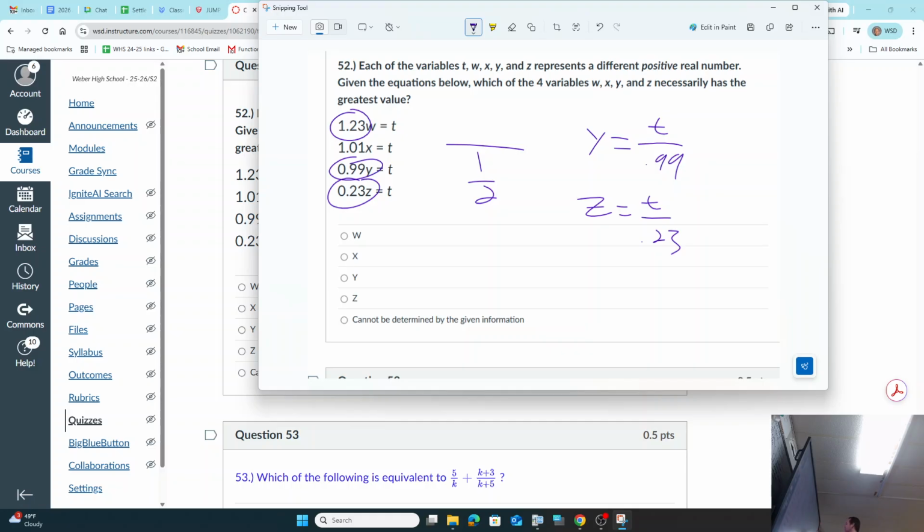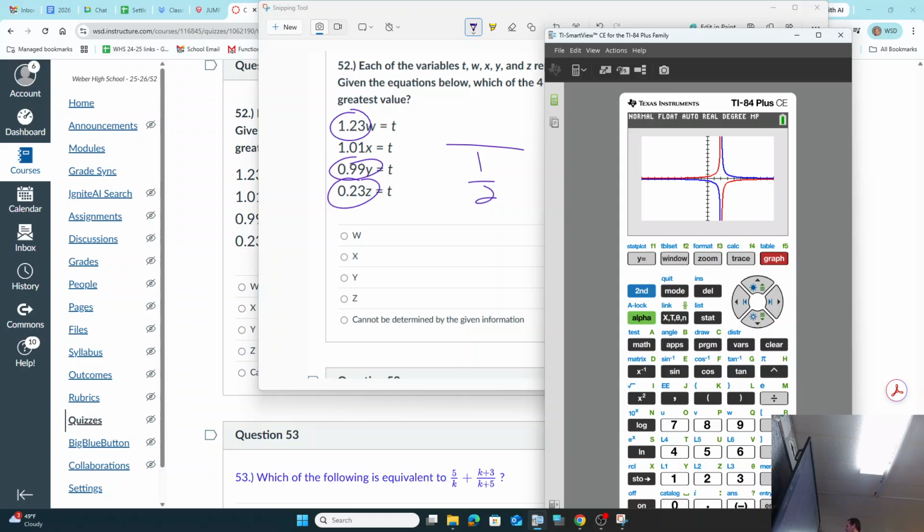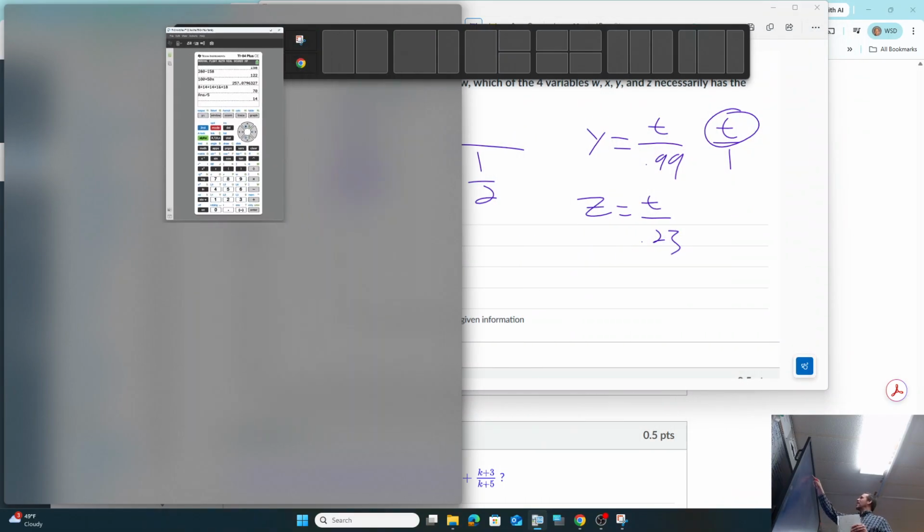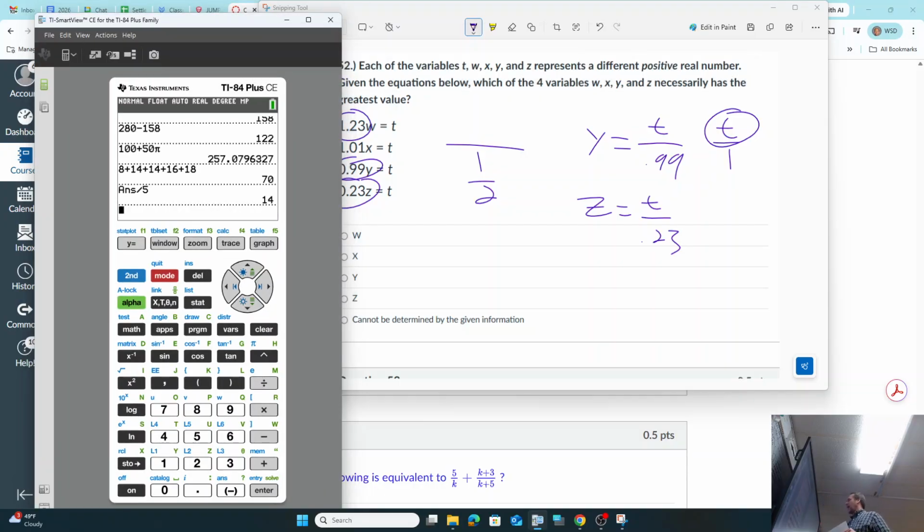And so let's say 0.99 is 1, right? So that's just t. But if you just go ahead and take a number, and I don't know what t is, maybe t is 2, for example. And so 2 divided by 1 is just 2. But 2 divided by 0.23, that's actually bigger. Look how big that is.